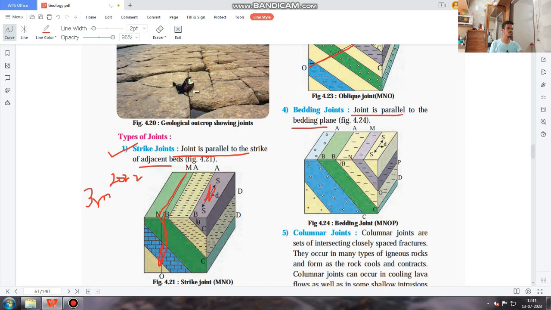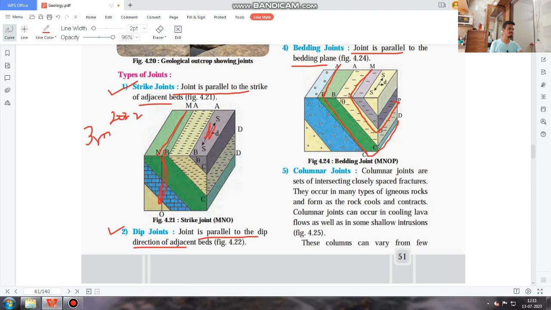Bedding joint. In a bedding joint, the whole bed is considered parallel to the bedding plane, MNOP. You can see over here ABCD has gone underneath.